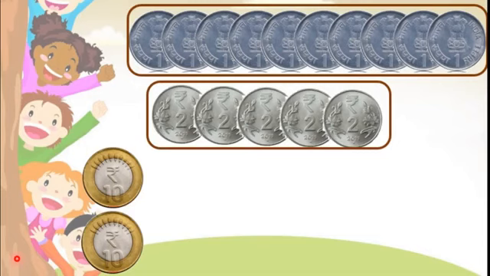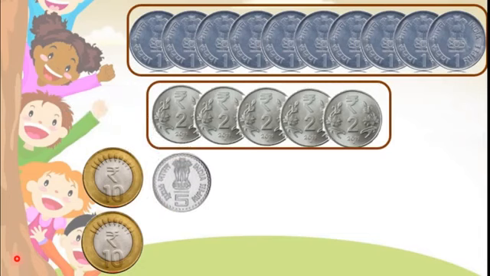Okay, now we will move to Ankita. Now Ankita is having only 5 rupees coins. Okay, we will see how she will give me the change for rupees 10. Ankita, please give me the change for rupees 10.